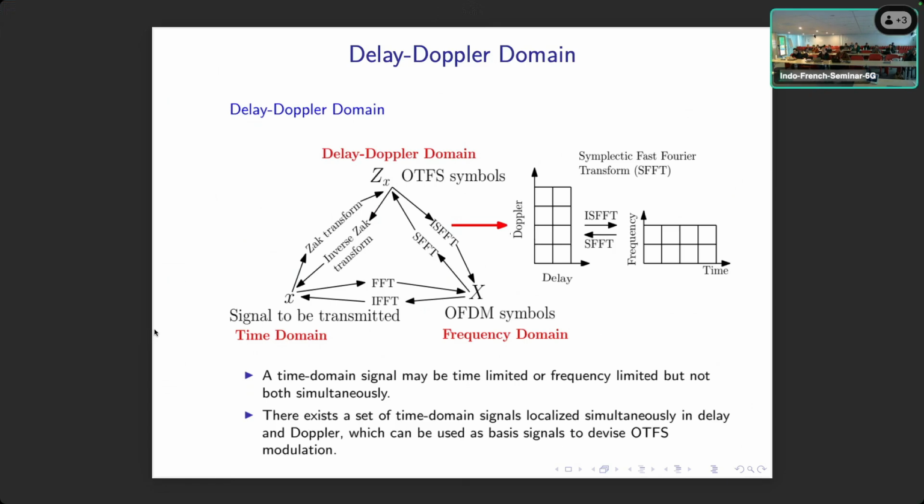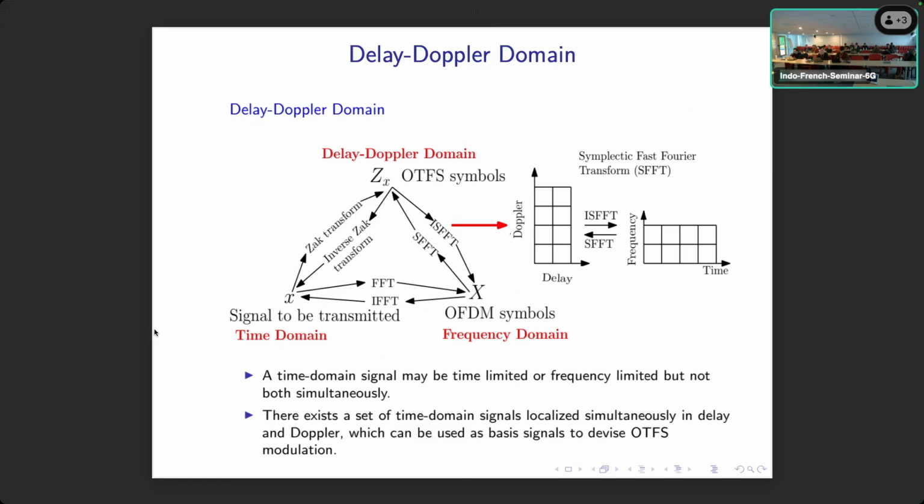But recently, Professor Saif from IIT Delhi and his collaborators have shown that we can actually jump directly from the delay Doppler domain to the time domain. This version of OTFS is known as OTFS 2.0. There are certain advantages of performing this direct jump from the delay Doppler domain to the time domain. That can be called Zak transform based OTFS.